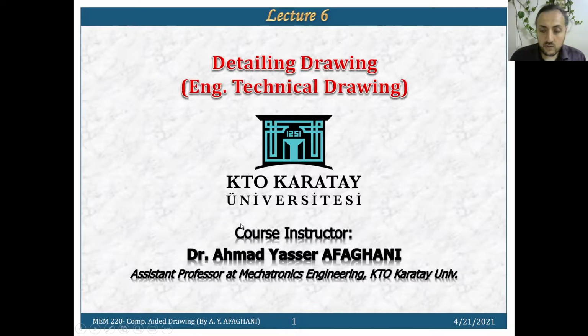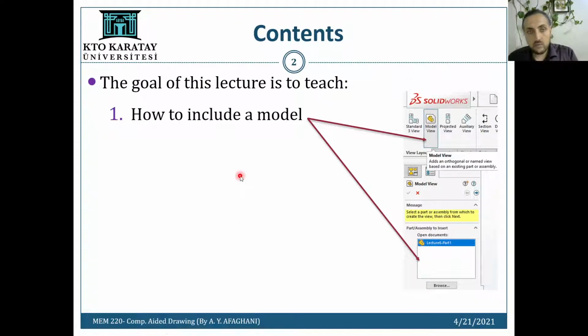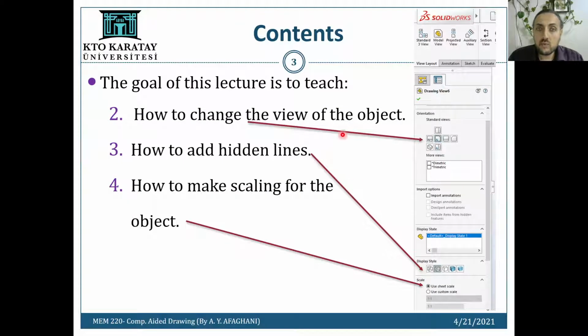Today's lecture contains how to include a model. After we design the SolidWorks model, how we can include it in this technical drawing, plus how to change the view, how we can show the front view, top view, side view. All of them we can show here. How to add the hidden lines from display style, and how to scale the objects. If I want to make it bigger, 1 to 2, 1 to 5, 2 to 1, 3 to 1, make it bigger or smaller.